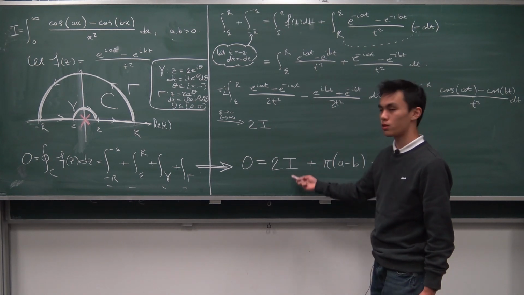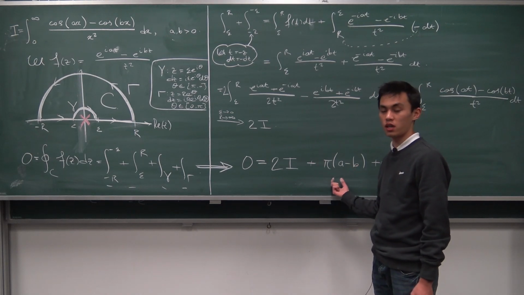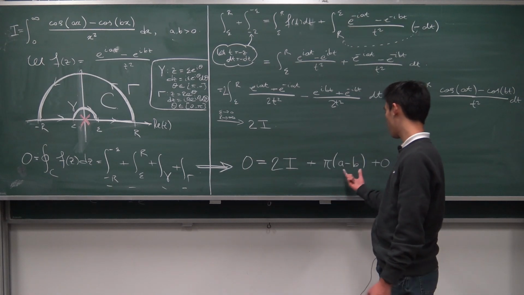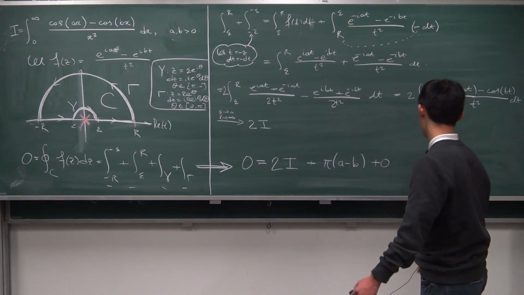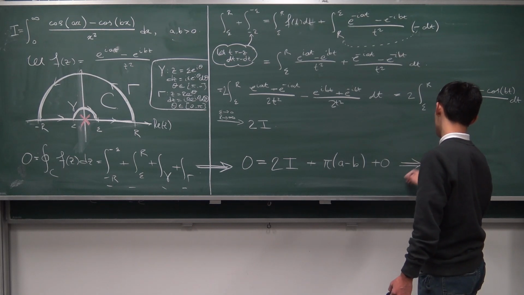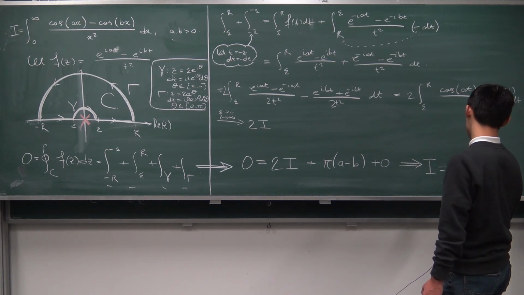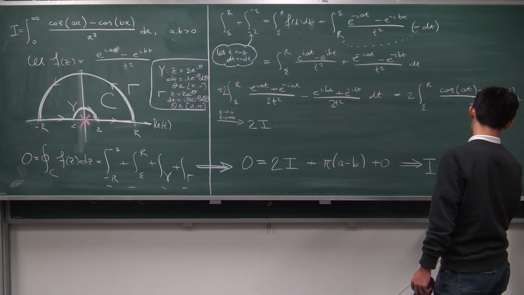So in the end, how do we solve for I? Well, we can just bring this pi times a minus b onto the other side. Because it's going to pick up a negative, we can switch the order of a and b around and then finally divide by 2. So in the end, what does this tell us? It tells us that I is equal to pi over 2 times b minus a.